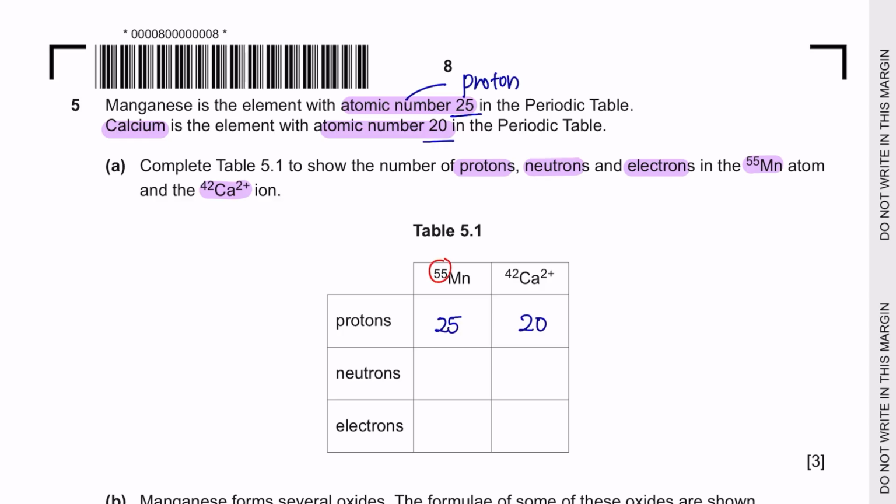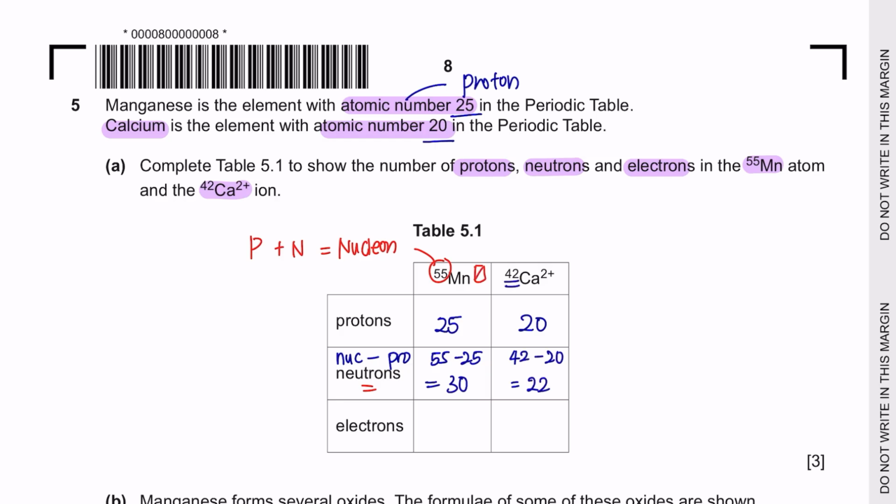The number at the top here is your nucleon number, which is the sum of protons plus neutrons. So to get the neutrons, you will just take your nucleon number minus your proton number. In this case, 55 minus 25, which is 30. And for calcium, it will be 42, take away 20, which is 22.